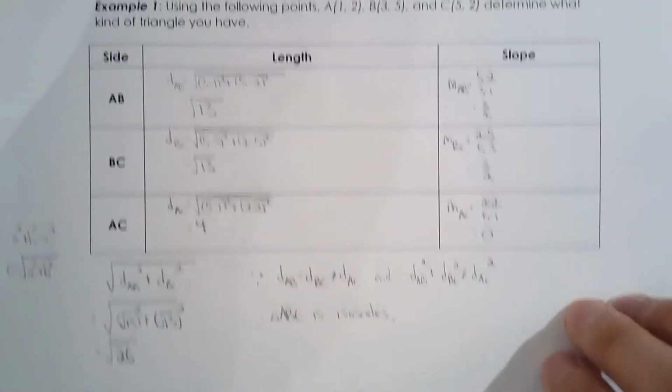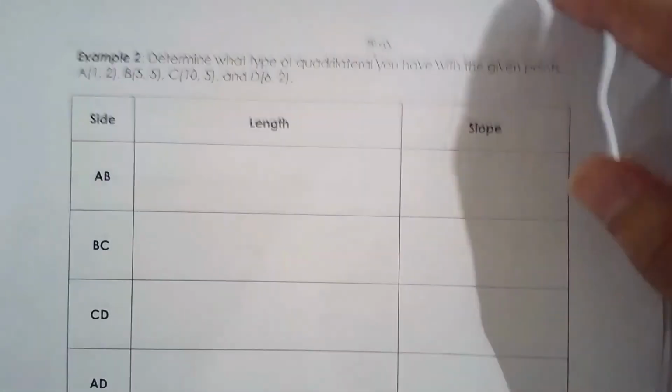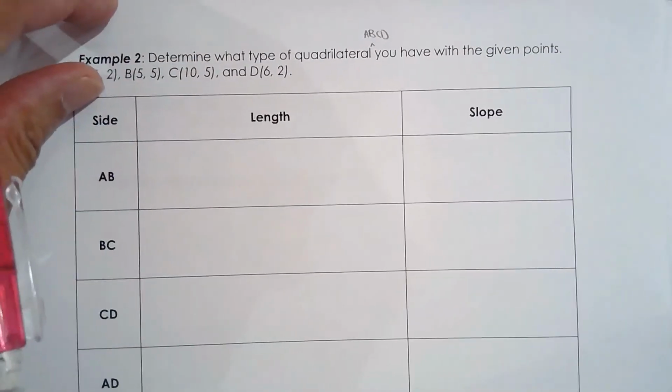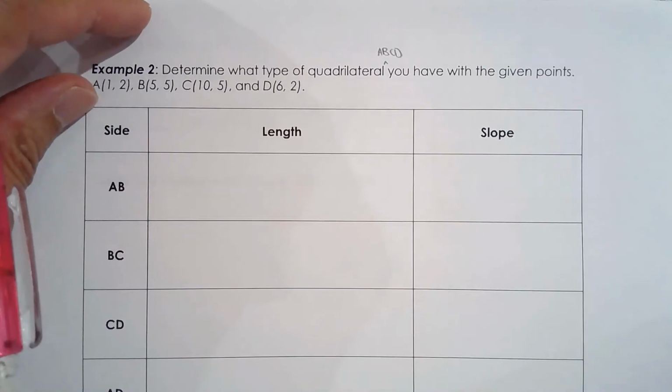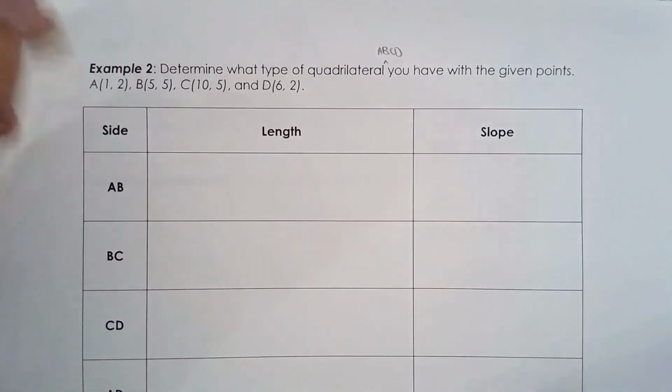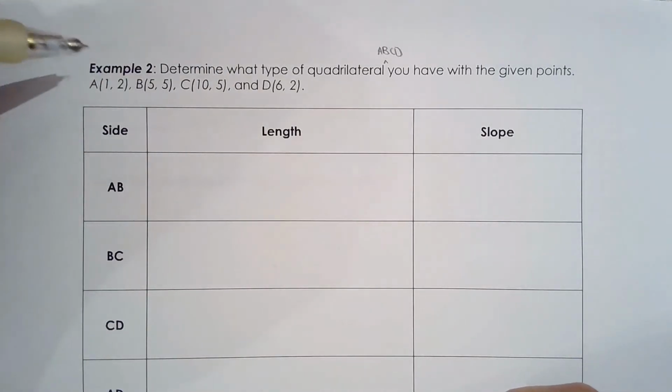Alright, so let's do the next example. We're basically going to classify a quadrilateral. The same idea. Instead of 3 points, you have 4 points. Really not much to say. But just like last time, if you really feel uncomfortable doing these questions, plot the 4 points and give yourself a visual aid. So, quadrilateral ABCD.